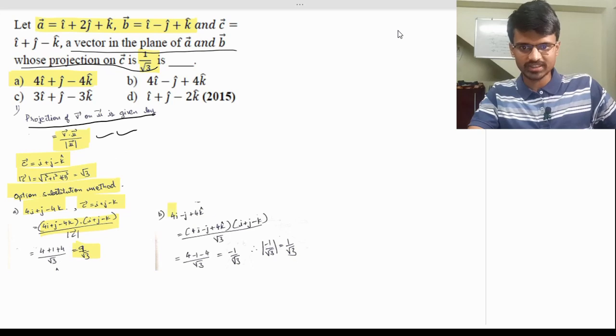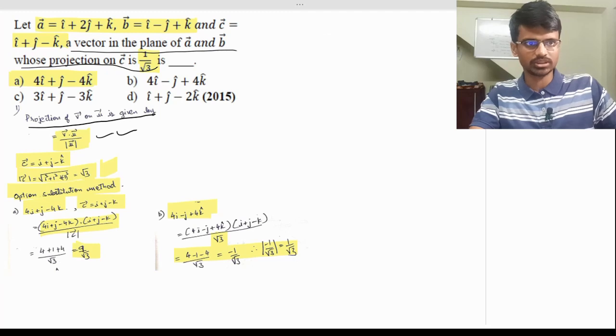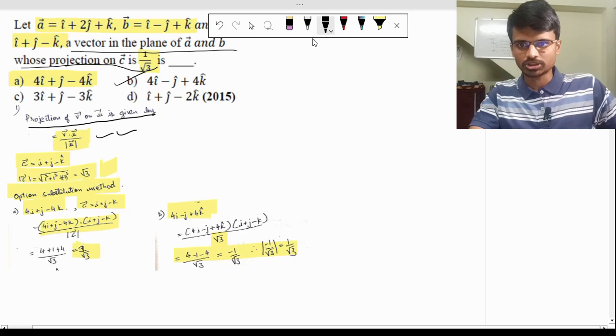So moving to the second option, we have 4i minus j plus 4k cap. Again, the dot product of this vector with the C vector, divided by the magnitude of vector C. This is the magnitude of vector C. So on substituting, I'll get 1 by root 3. So see, this second option satisfies. The second option is satisfying. So the correct answer is option B.